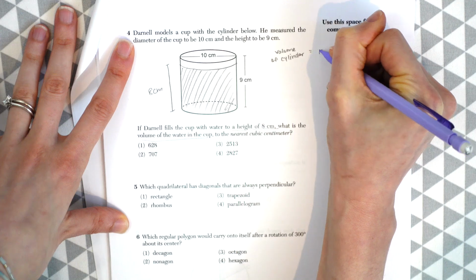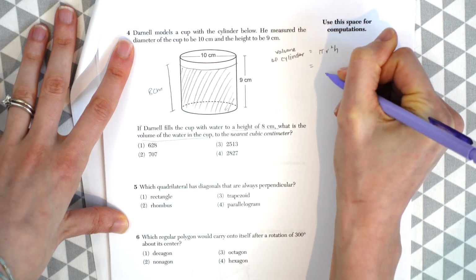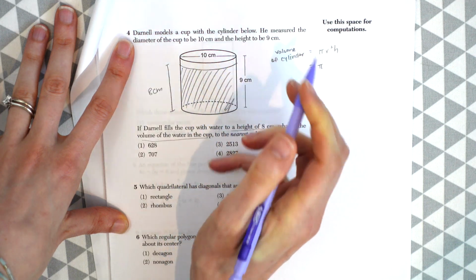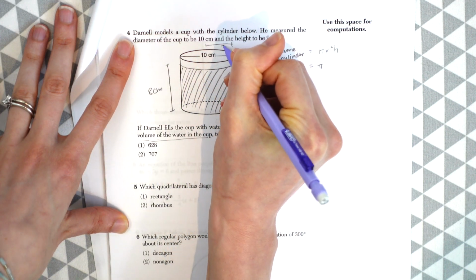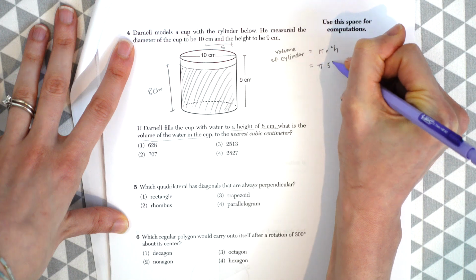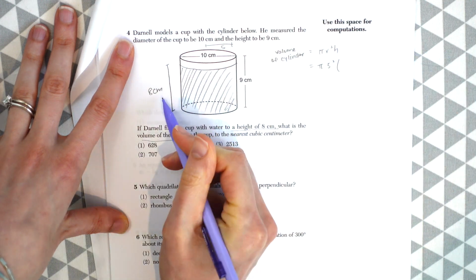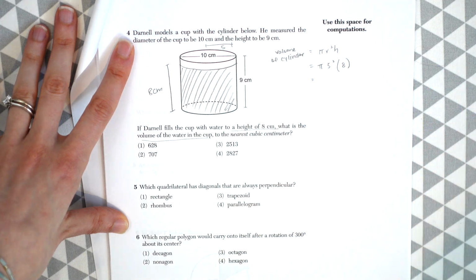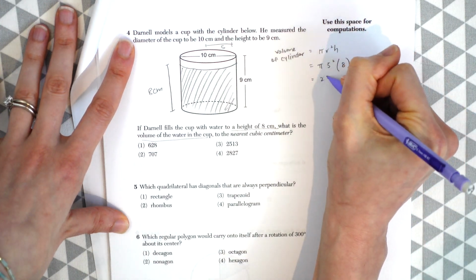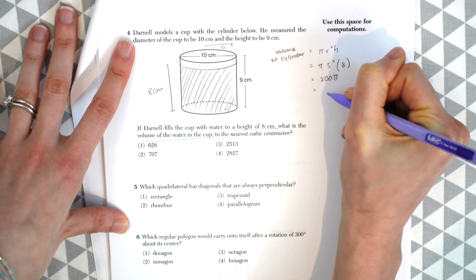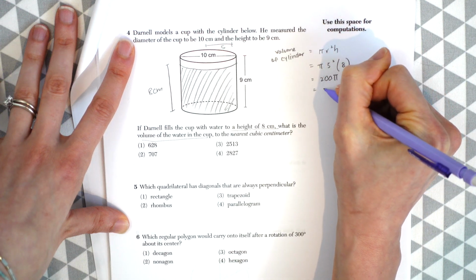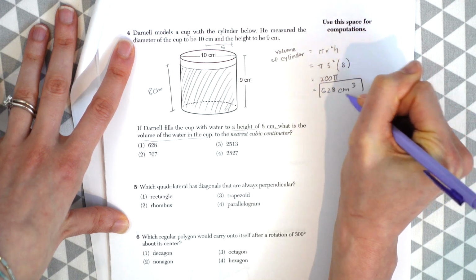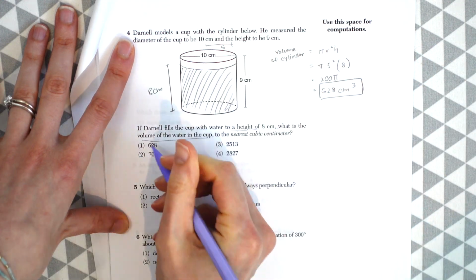The formula is pi r squared h. So we have pi, and then our radius. The diameter is 10 centimeters, so we just want half of that for the radius, which is 5. So we have 5 squared times the height, which is 8. And when you plug that in your calculator, you're going to get 200 pi. And if you plug that in, you'll get about 628 centimeters cubed, which is choice 1.